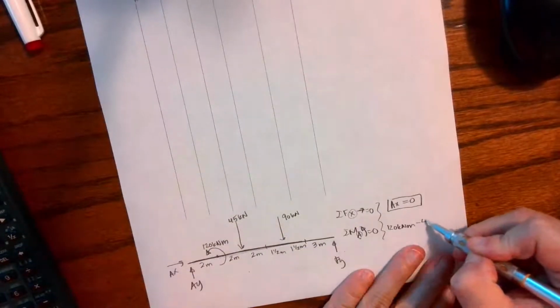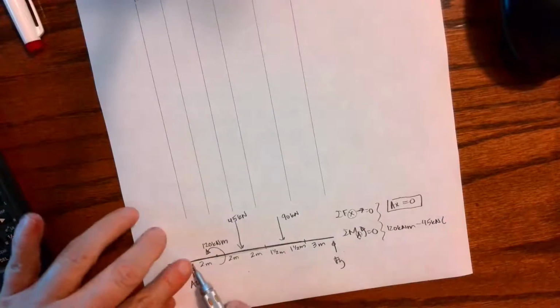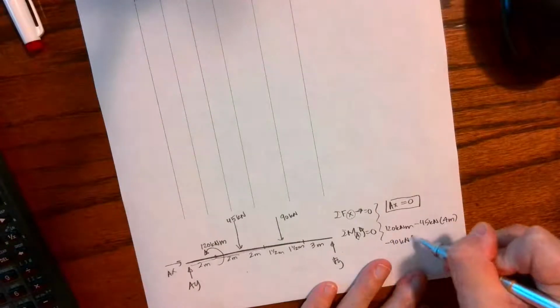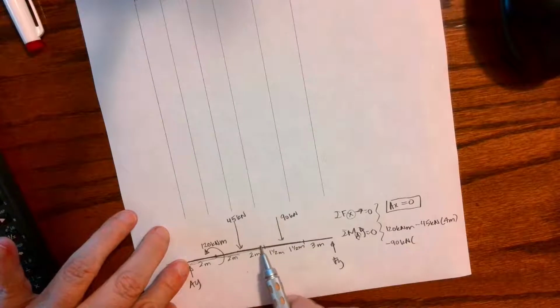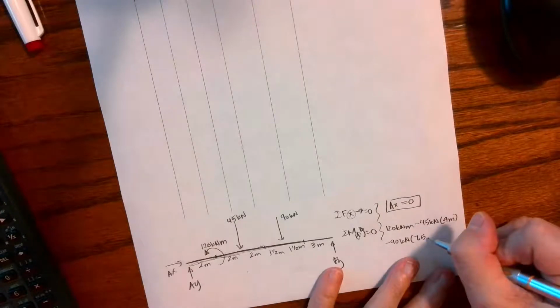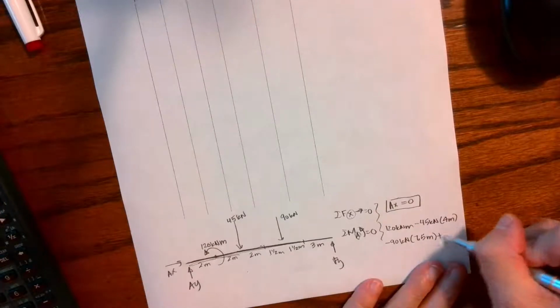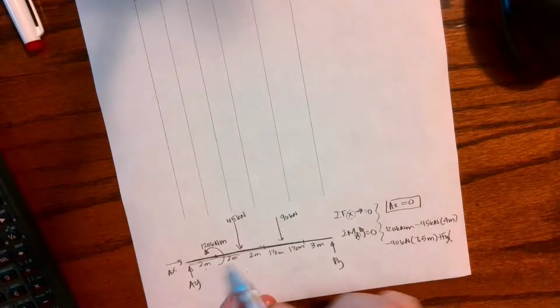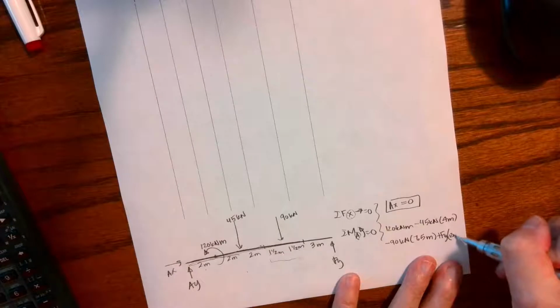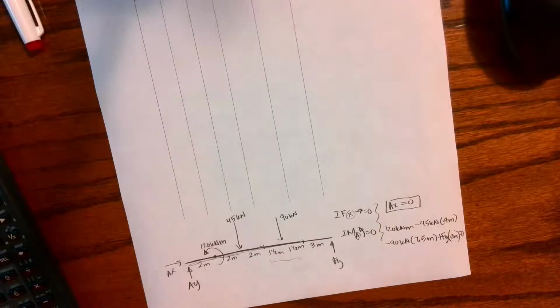I have minus 45 kilonewtons times 4 meters, minus 90 kilonewtons times 7.5 meters, plus Fy times 12 meters. And all of this equals 0. Remember, my rules are on the left. What I'm doing is on the left, it equals 0.